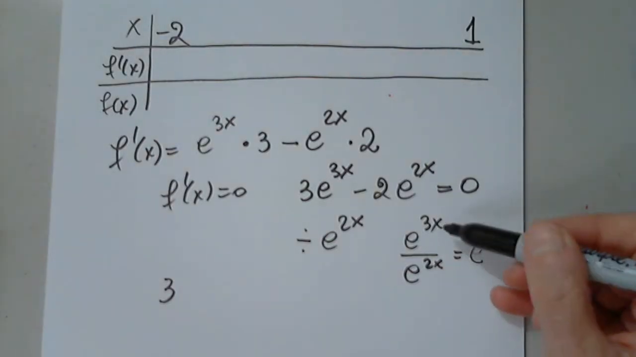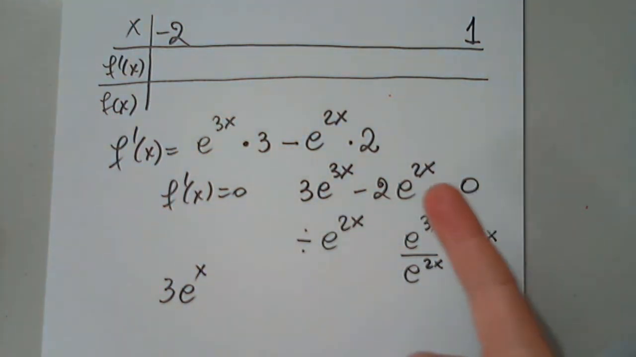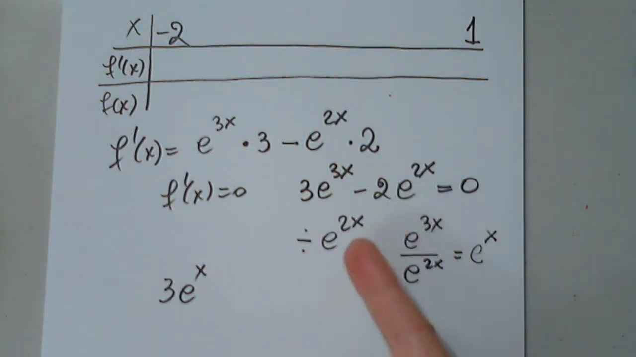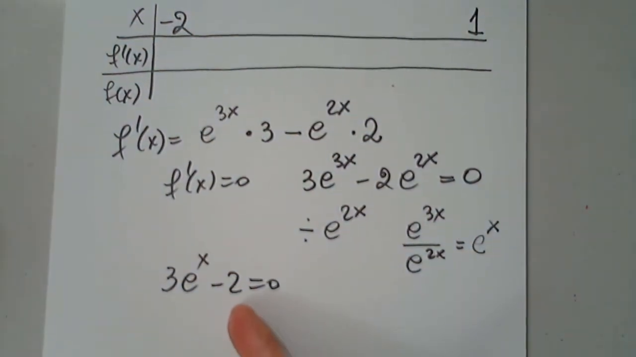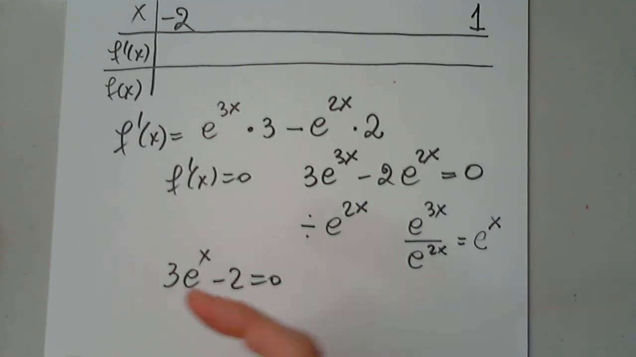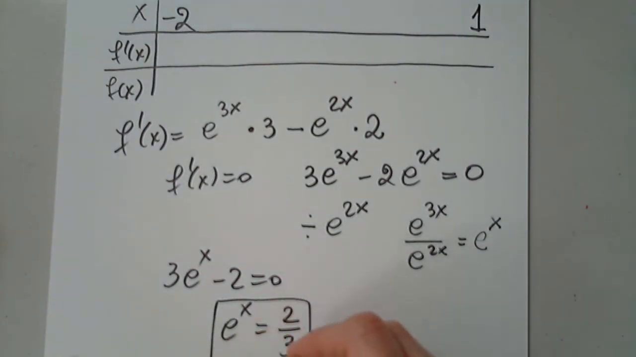That's it. 3x minus 2x is x. So e to the x, and then negative 2. e to the 2x divided by e to the 2x is just negative 2, exactly how we did last time. I move 2 divided by 3. So I have e to the x equals 2/3. Now what type of equation is this and how do I solve it?